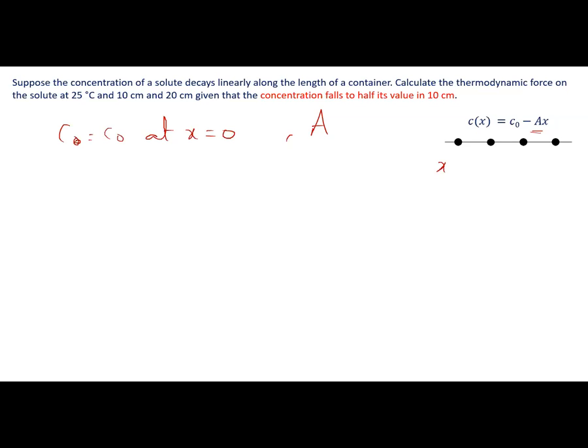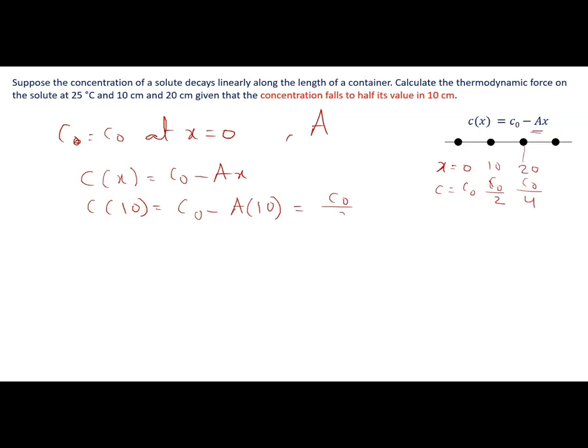Let's say this is x equal to 0, and this point is 10, and this is 20 centimeters. If you think about the concentration, it's C naught at x equal to 0, and it becomes C naught over 2 at x equal to 10, and it becomes C naught over 4 at x equal to 20 centimeters. So using the same analogy, C of x is equal to C naught minus Ax. C at 10 centimeters is equal to C naught minus A times 10, which is equal to C naught over 2.